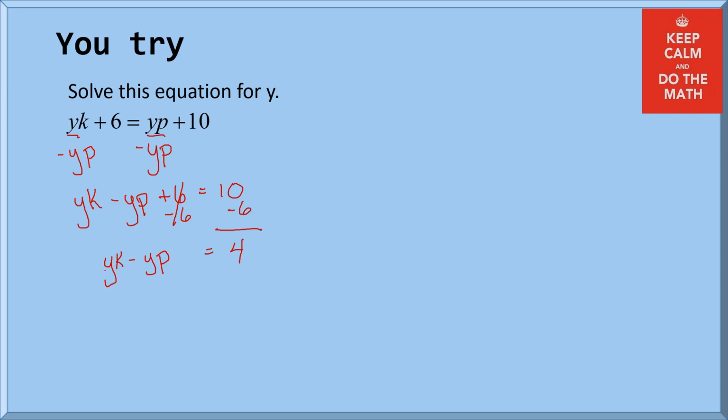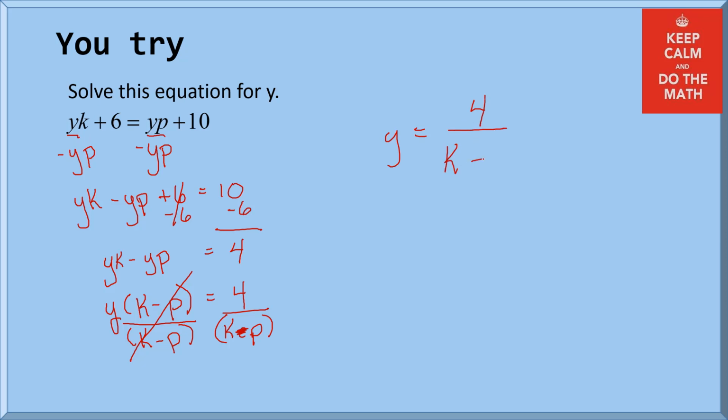So to isolate the y, since it's here twice, I'm going to factor it out. And I'm going to get y times the expression, that actually should be k minus p equals 4. So now, to get y by itself, I'm going to divide by the expression k minus p on both sides of the equation. So y is isolated because these two expressions are equal and they divided to equal 1. And so now I have my expression 4 over k minus p.